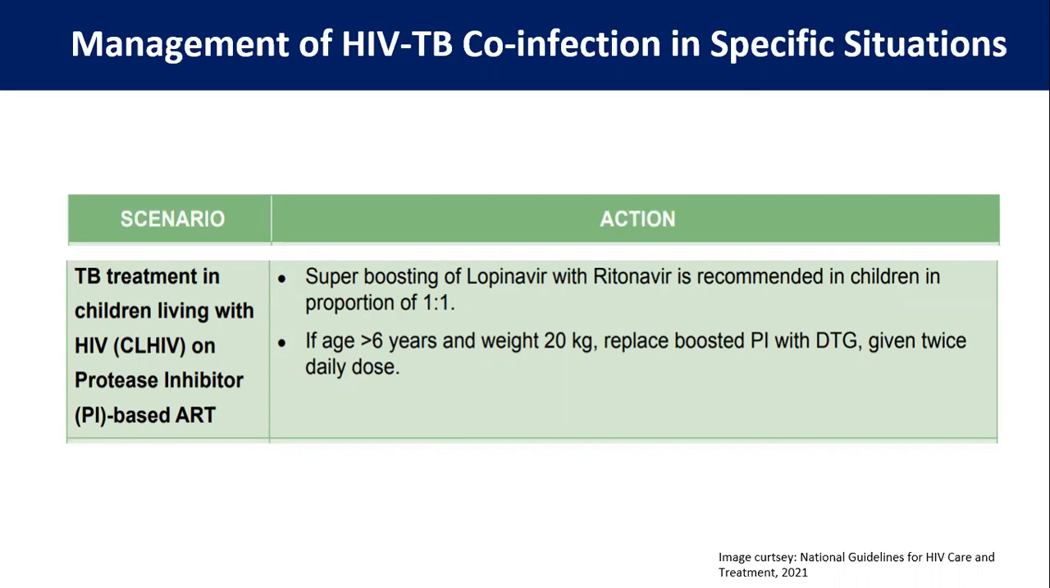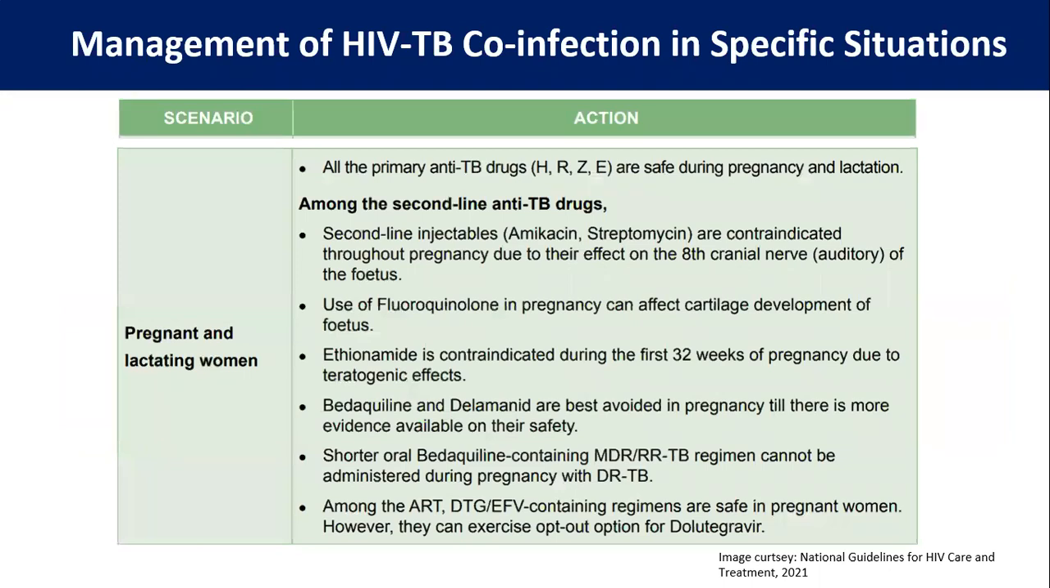And in case of more than 6 years of age and weighing more than 20 kg, just like adult, we can go for substituting the PI-based regimen with DTG and provide the DTG twice daily, just like adult. And in case of pregnant and lactating women, all the primary anti-TB drugs are safe during pregnancy and lactation.